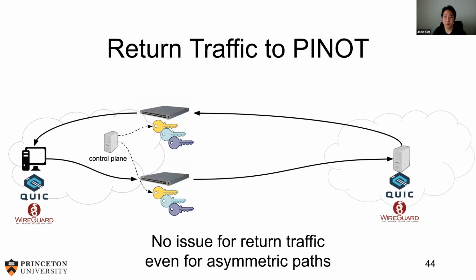Return traffic to PINOT is fine, even in the face of an asymmetric routing path, because a control plane can make the switch determine which keys to use and synchronize that, so that even when the return traffic comes, it can correctly decrypt the encrypted source IP.